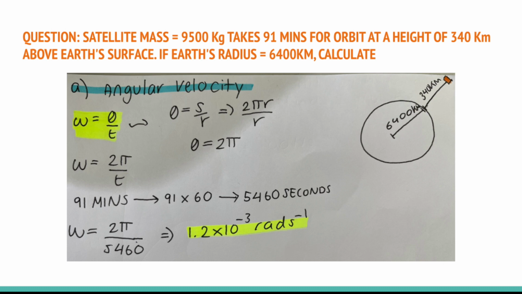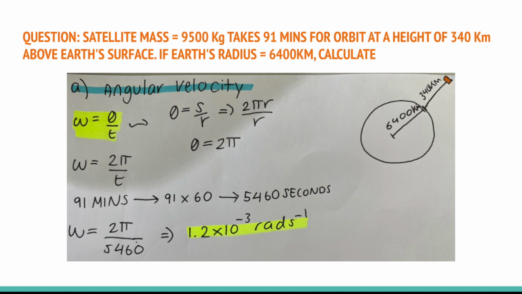This question states, a satellite of mass 9,500 kg takes 91 minutes to orbit at a height of 340 kilometers above Earth's surface. If Earth's radius is 6,400 kilometers, calculate angular velocity. First thing you want to do here is draw yourself a diagram of Earth and label Earth's radius, and then label the 340 kilometers above Earth's surface.